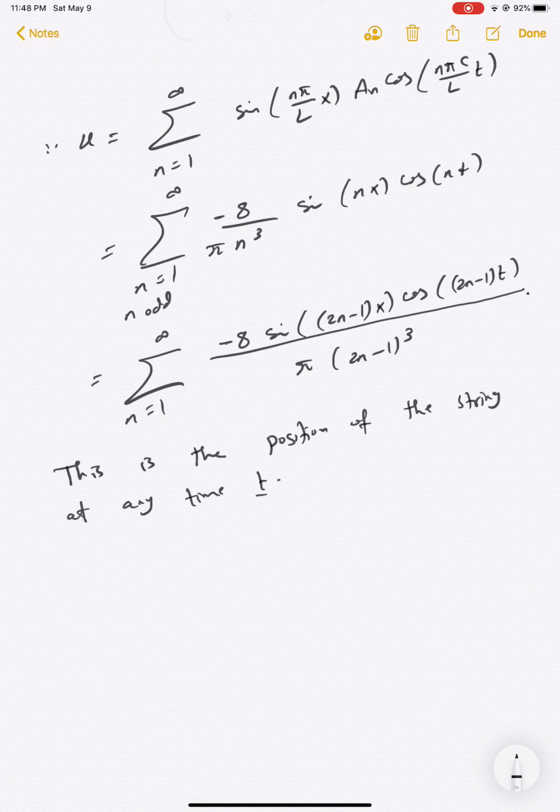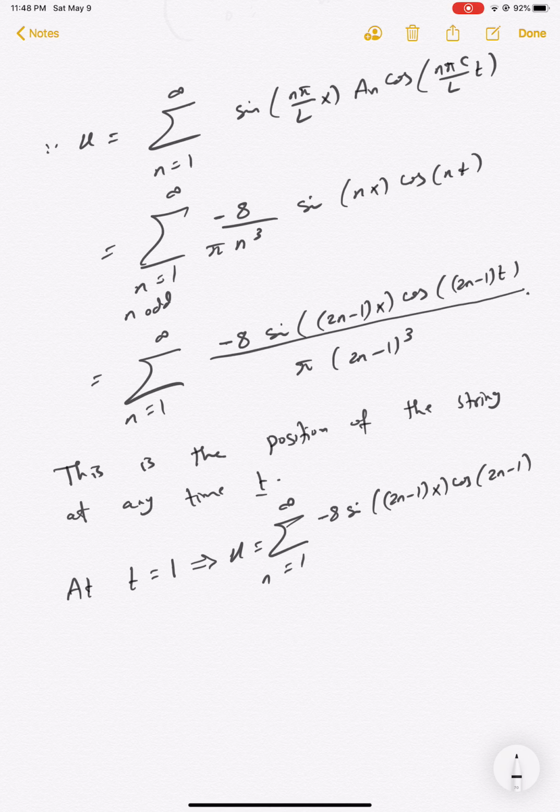So the idea now, for example, are you interested in the position of the string when the time is, for example, 1? Okay, then what is the u? How does the string look like after 1 unit of time? It's very easy. You say, okay, from 1 to infinity, you replace t with 1. When you replace it with 1, what do you get? You get negative 8 sine (2n minus 1)x cosine (2n minus 1), because the t is 1, over pi (2n minus 1) cubed.